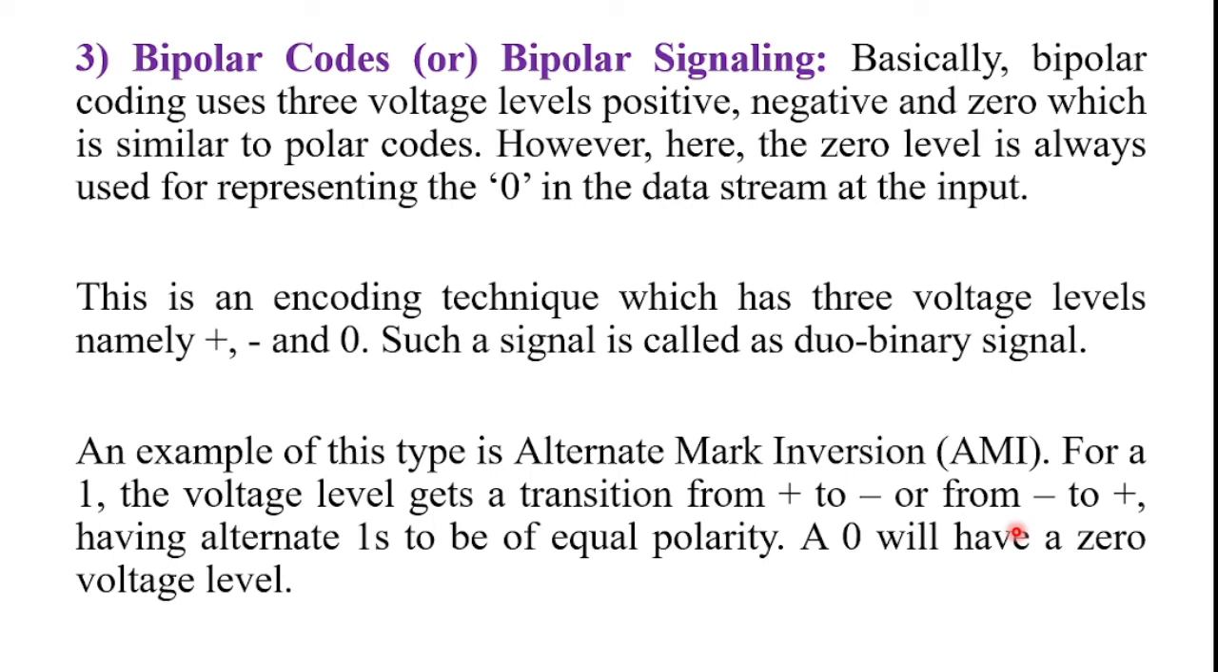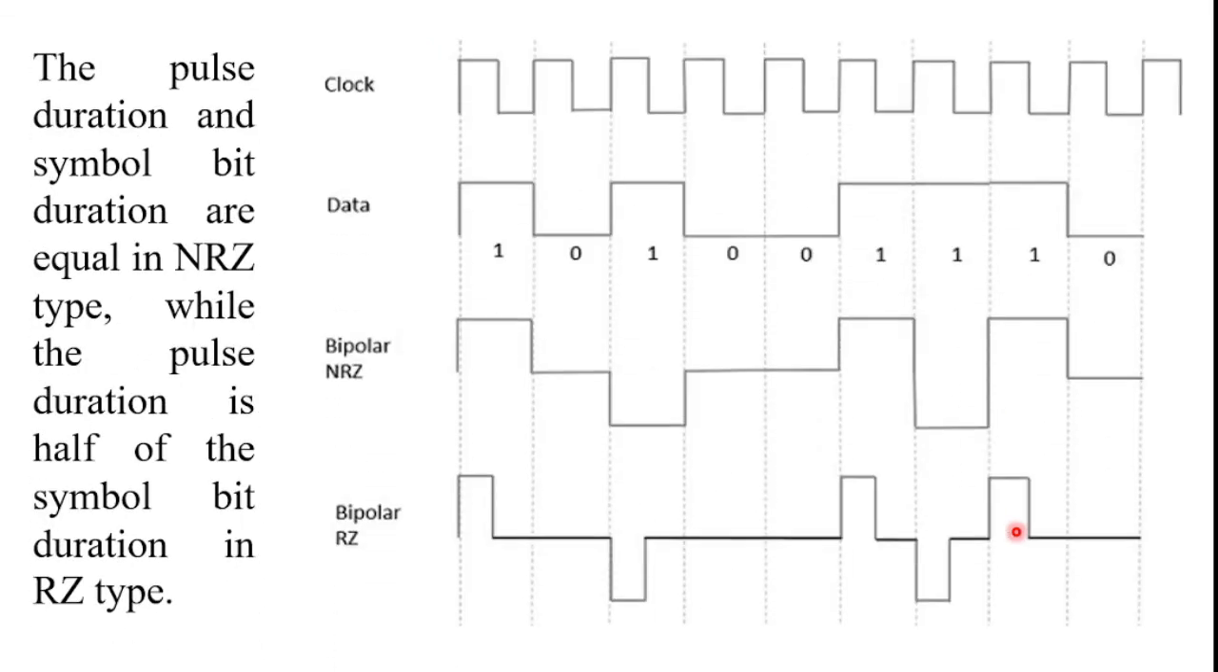Now I will explain the example of alternate mark inversion. In alternate mark inversion or bipolar signaling, the pulse duration and symbol bit duration are equal in non-return to zero. In bipolar non-return to zero, the pulse duration and symbol bit duration are equal, whereas in bipolar return to zero, the pulse duration is half of the symbol bit duration.